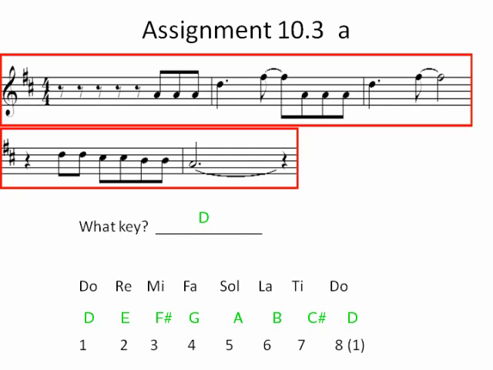Okay, so we have a D major scale. There it is. I placed it into the solfège syllables, and I placed it into the numbers of the scale. And now all I have to do is to transfer it to my notes that are up here in my song. So really, all you have to do is look there.